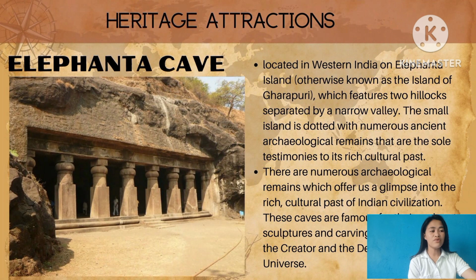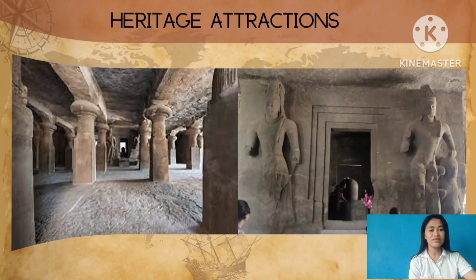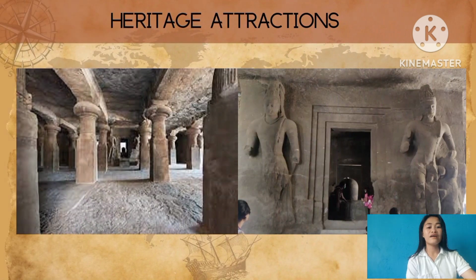These caves are famous for their rock-cut sculptures and carvings depicting Shiva as the creator and the destroyer of the universe. Let's get inside. Let us begin our tour of the cave from the east entrance. To our left is the panel of Shiva and Parvati playing dice, and on the right is Ravana lifting Kailasa. As we go inside, we see these two carvings. The picture is the Harihara.